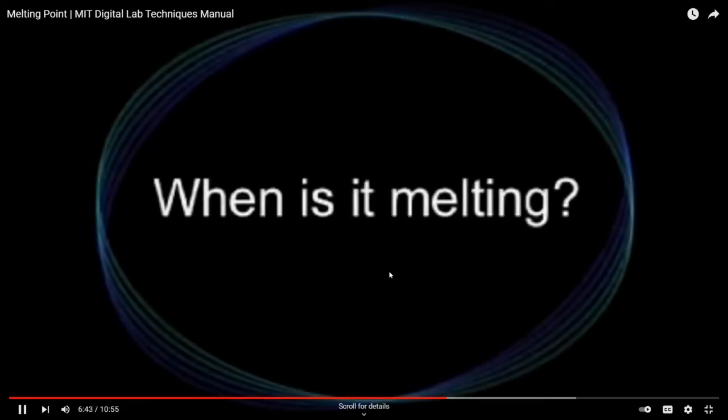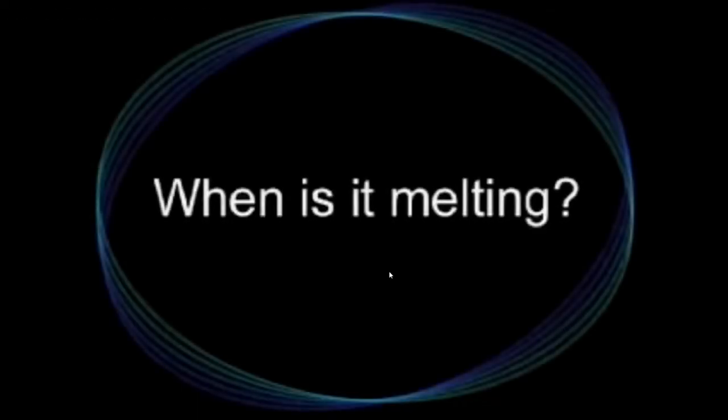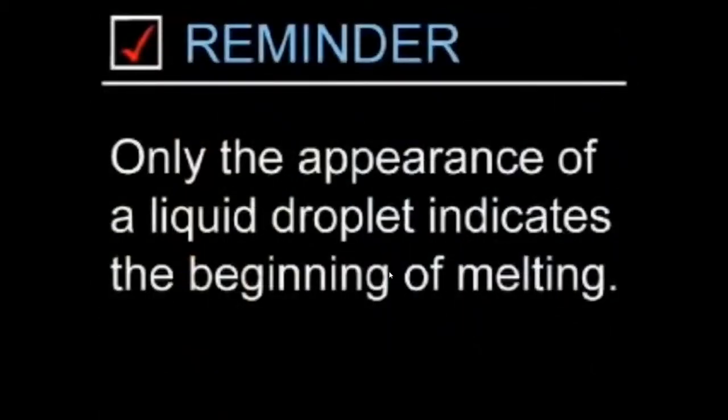The point where the first crystal starts to melt can seem ambiguous to someone taking a melting point for the first time. As stated earlier, this is the point where the first droplet of liquid forms. It is not when the material begins to settle, soften, or shrink. Only the appearance of a liquid droplet indicates the beginning of melting.